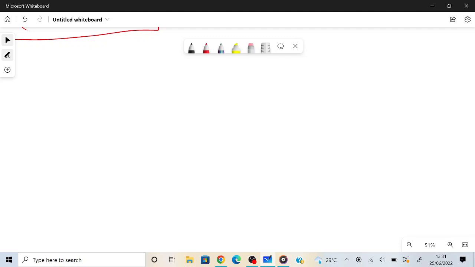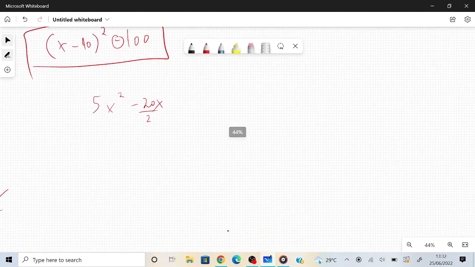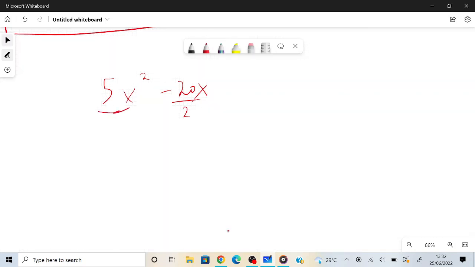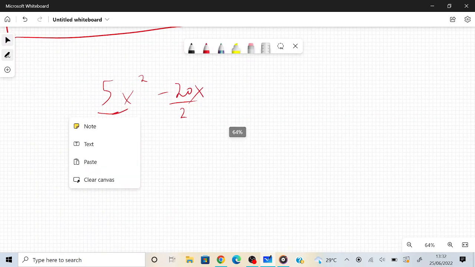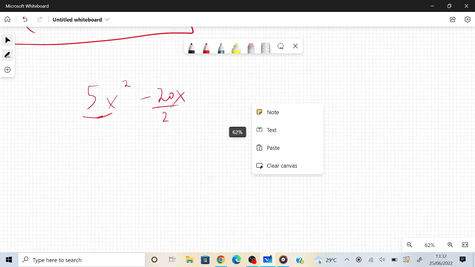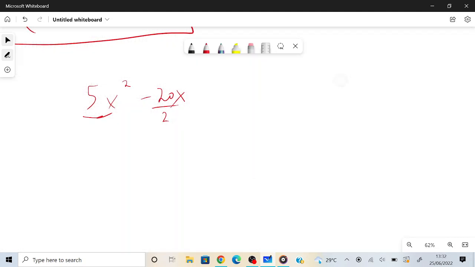This question, we have 5x squared minus 20x. Now, yes, we will be dividing this by 2. But firstly, we need to look at the coefficient of x squared as well, which in this case is 5. So we need to get rid of that 5. Now how we can get rid of that 5 is by dividing the whole expression by 5.